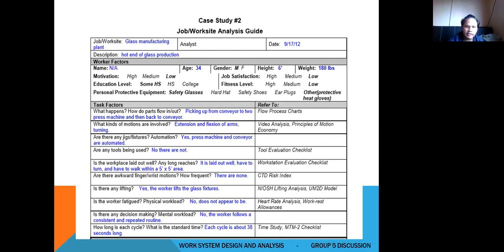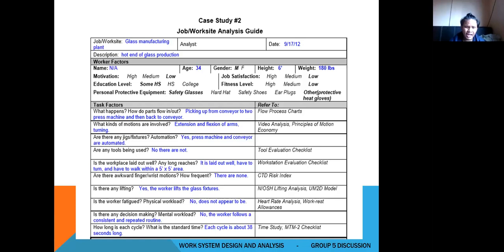So the second task factor is what kinds of motion are involved. The answer is extension and flexion of the arm and turning. So we need a comfortable employee motion, so we must do analysis about that.